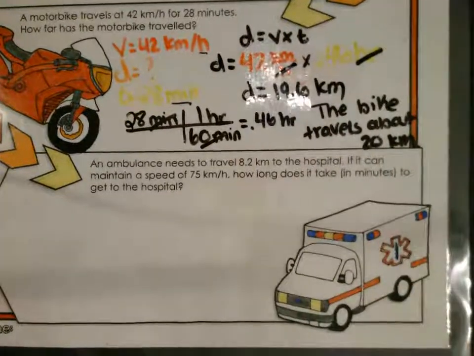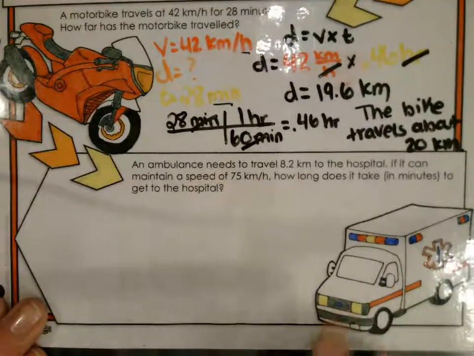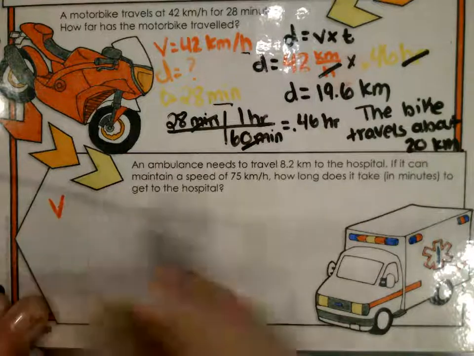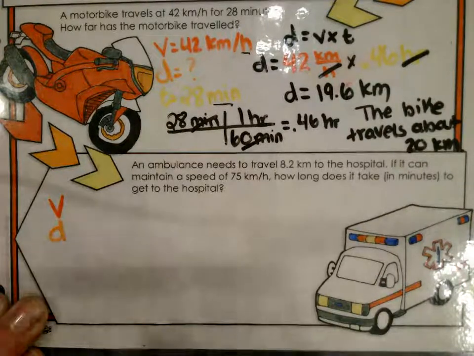All right, last but not least, we've got an ambulance. And it needs to travel 8.2 kilometers to the hospital. It can maintain a speed of 75 kilometers per hour. How long does it take in minutes to get to the hospital? So let's start with what we know we need to know. We know we need velocity, distance, and time.